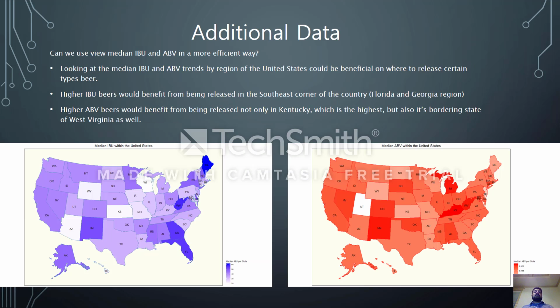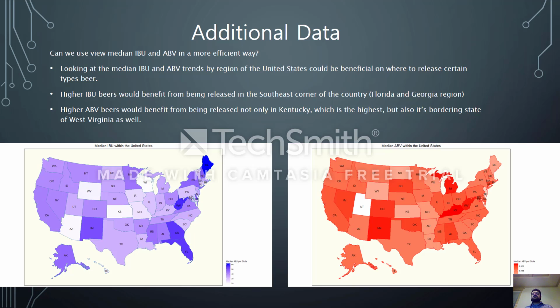Let's look at the medians of these states, but actually on a map of the United States. This helps us determine if there's any sort of patterns we can see amongst all of the states. We've determined that Kentucky has the highest ABV, so it would be a good place to release a new product. However, if we look at Kentucky on the map, we can see West Virginia is almost just as high in terms of median. So it would be better to release a new product in both states at the same time.